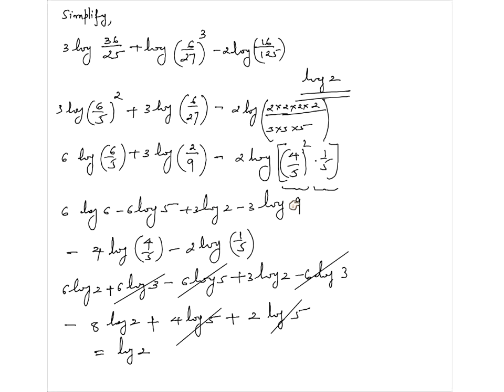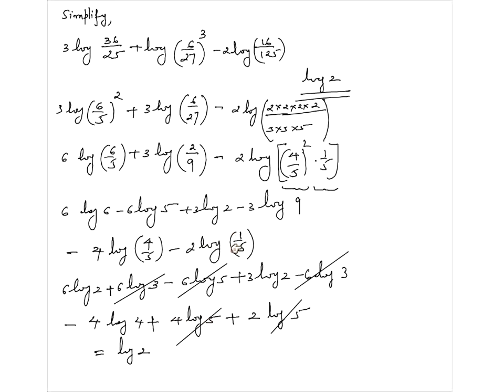Copy this thing. This you can make as 9 square, 3 square, 9 as 3 square. 3 square means 2 into 3 is 6, log 3. This you can write as log 4 minus log 5. Log 5, this is 4 multiplied. Log 4, this 4 multiplied. So this is actually 4 here, 4 here, 4, 4, 4, 5.